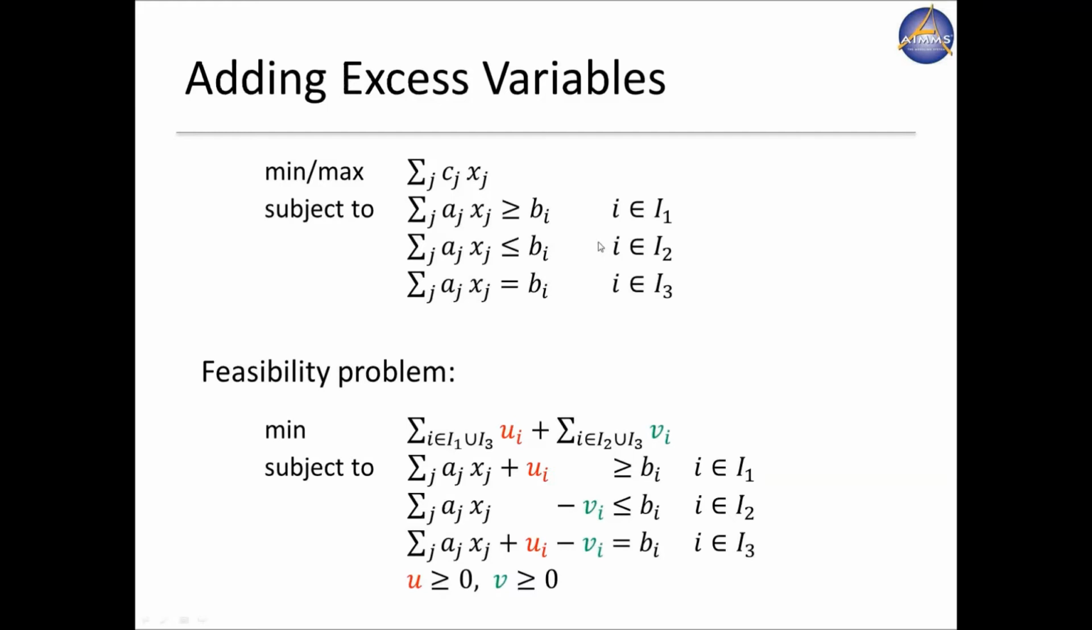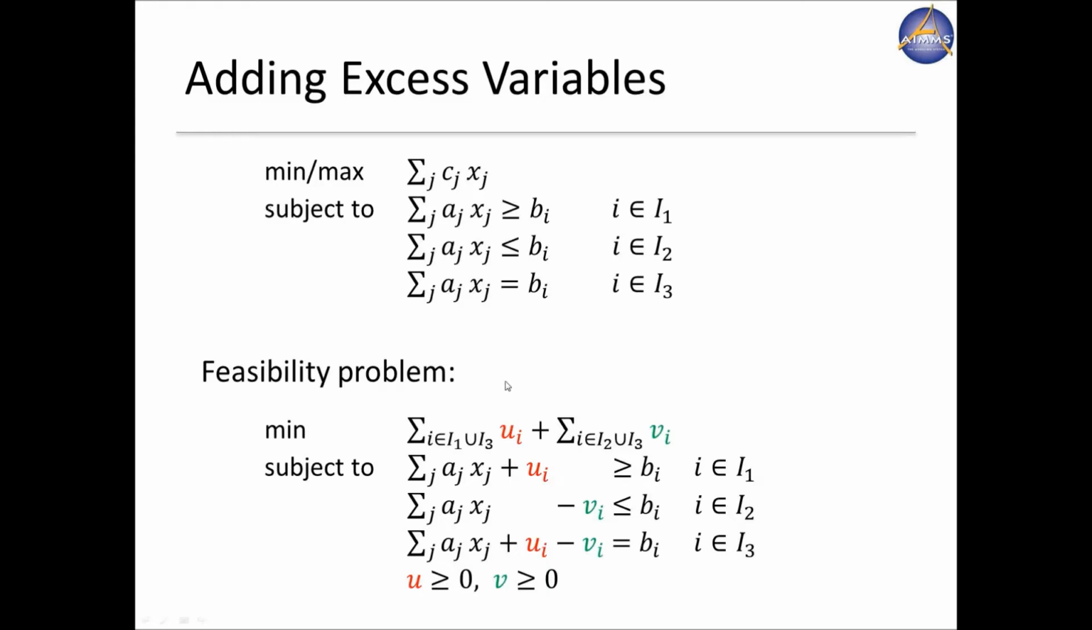The second approach, or the second tool that AIMMS offers for analyzing infeasible problems, is by adding excess variables to the problem. Up here I have a linear problem where the constraints are separated in 3 sets. Namely, the first set with greater than inequalities, the second set with less than inequalities, and the third set with equality constraints, and the objective might be minimizing or maximizing.